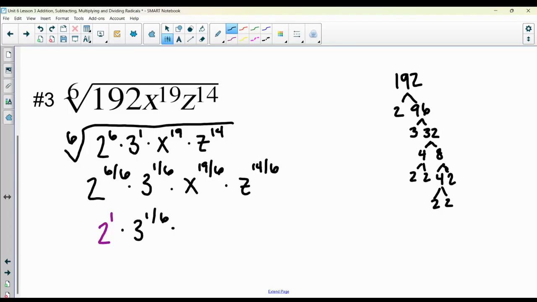X to the 19/6. We want to think about this improper fraction as a mixed number for a second. So I could have this be 3 and 1/6, because that would be 18/6 plus 1/6. So the idea behind this is, if you think about it as a mixed number, the x to the third would break off of that, and that would be something that would come outside the radical. And then you'd end up with x to the 1/6. That means that that would stay inside the radical as a part of the radicand.